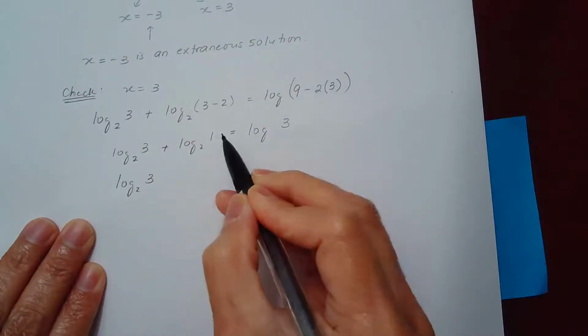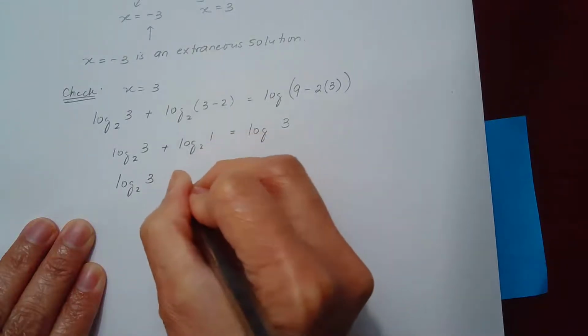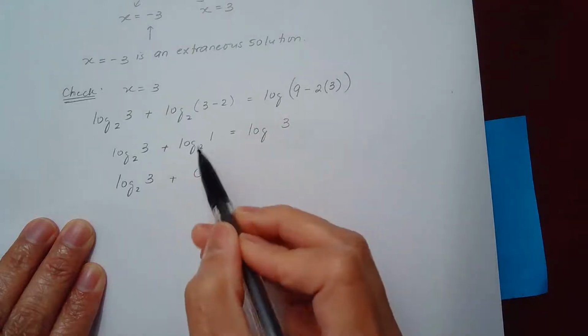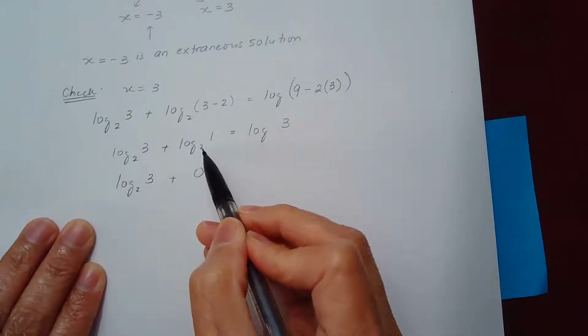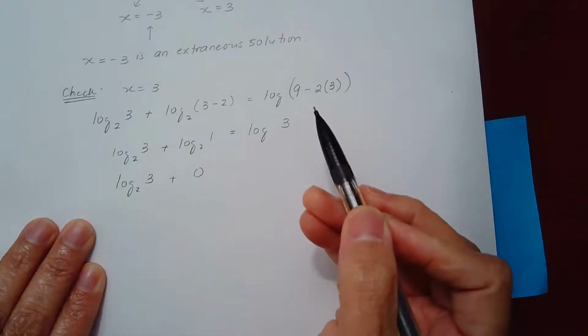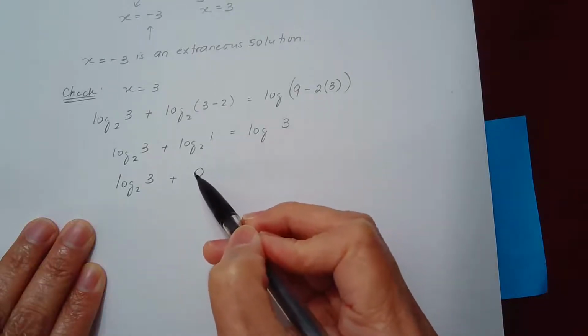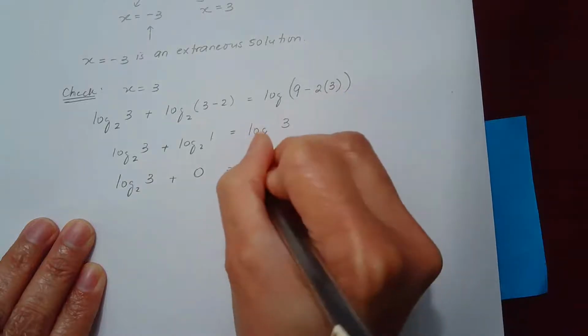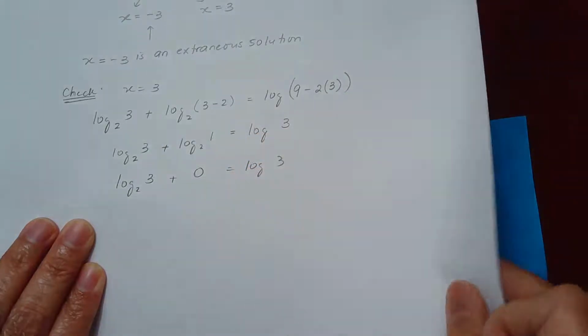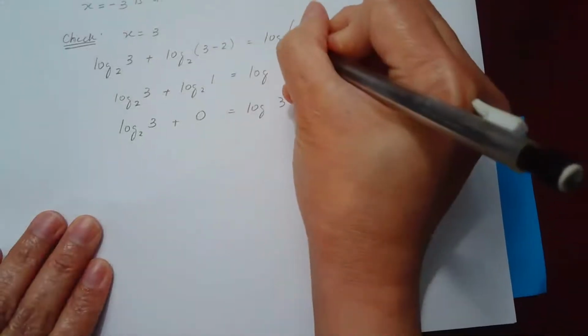2 to what exponent will give me 1? The answer there is 0. Because what exponent do I need for 2 to get me an answer of 1? So the exponent is 0. So this is log of 3 base 2.